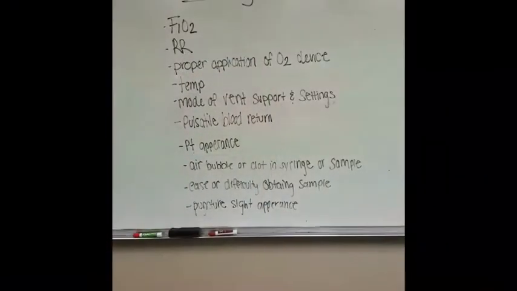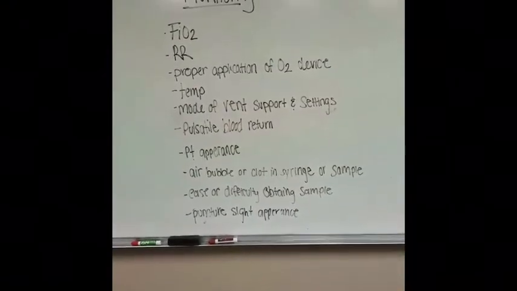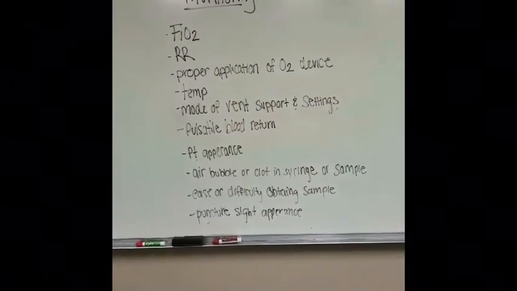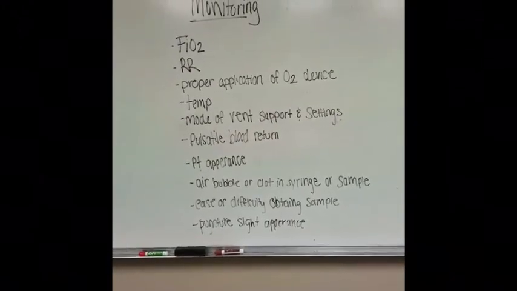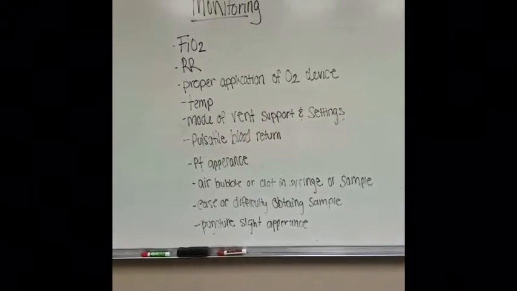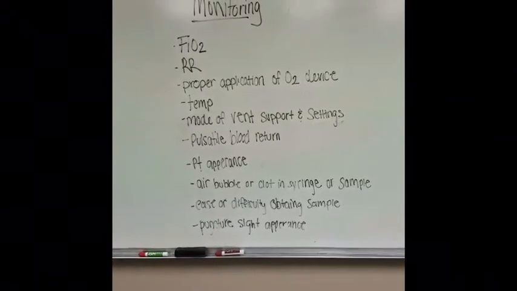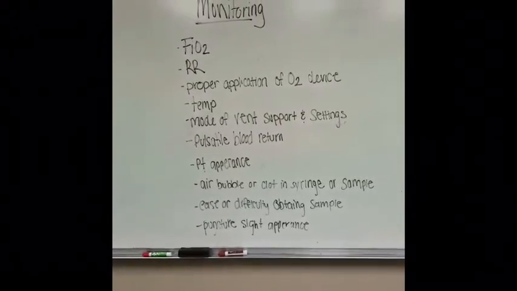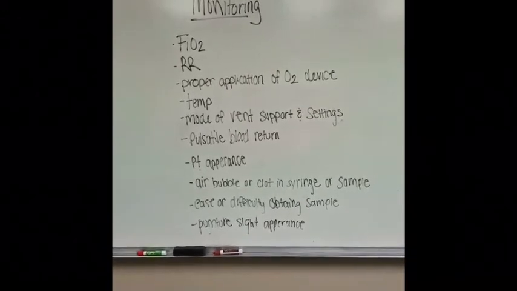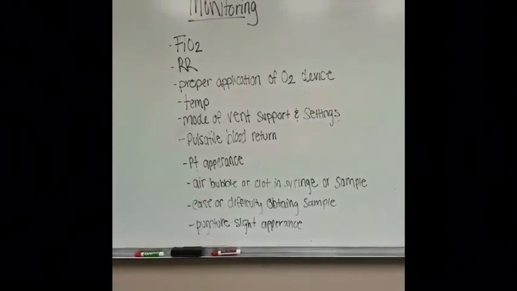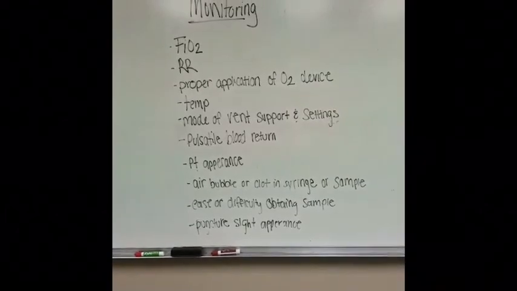A few things that need to be monitored after taking an ABG are the FiO2 of the patient, the respiratory rate, proper application of O2 device, temperature, mode of vent support and settings, pulsatile blood return, patient appearance, air bubble or clot in syringe or sample, ease or difficulty obtaining a sample, and the puncture site appearance.